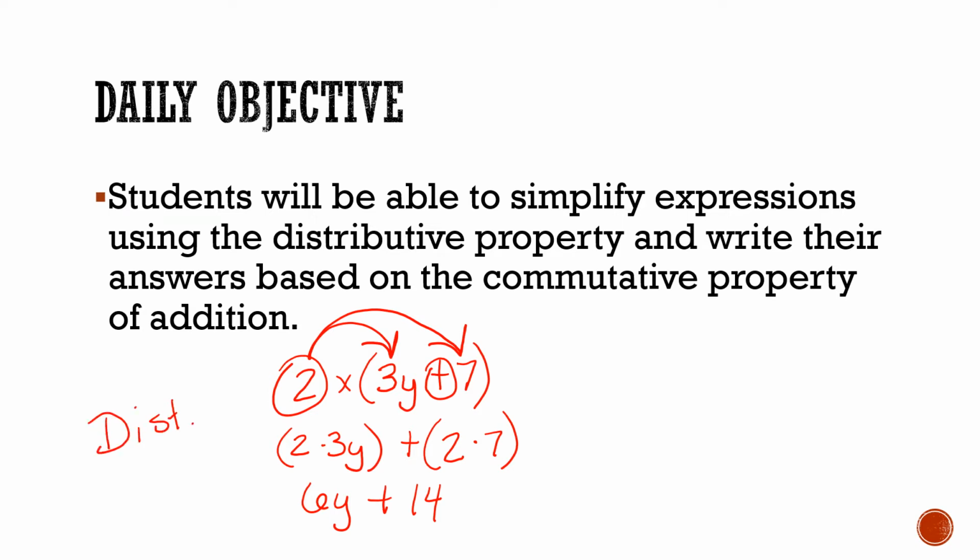And the commutative property of addition just means that you can add in any order. So we could also write that answer as 14 plus 6y. That's where the commutative property of addition is coming in, because you can just switch those two terms around.